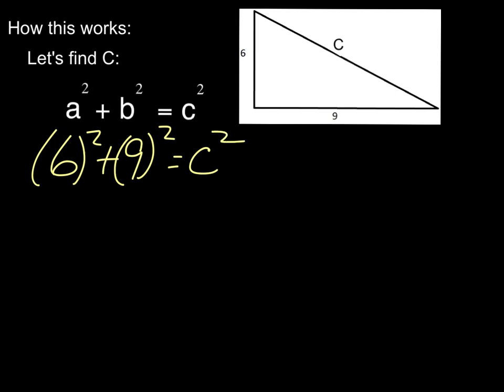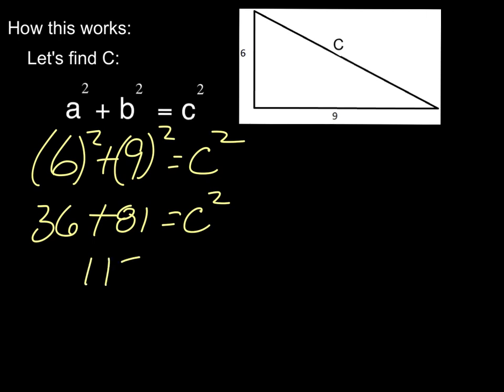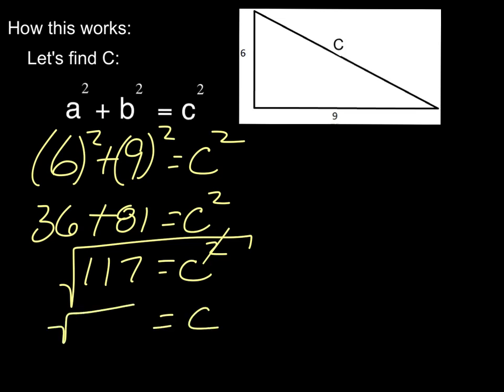So when you do this, we get 36 plus 81 equals c squared. When we add those two together, we get 117 equaling c squared. The final step is we're going to take the square root, which gets rid of the power, which leaves us with c, which in this case our answer we're just going to leave as the square root of 117. You could put it into decimal form, or you could figure out a factoring or simplification of it if you'd like.